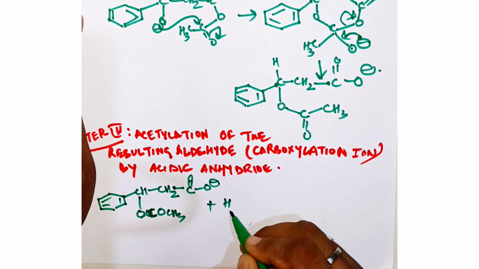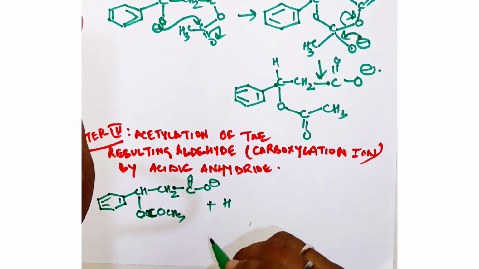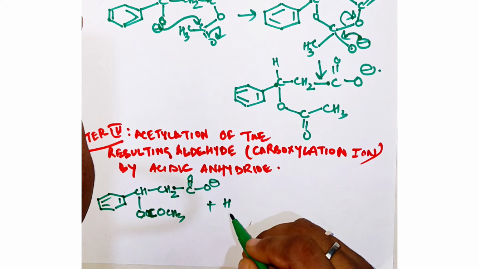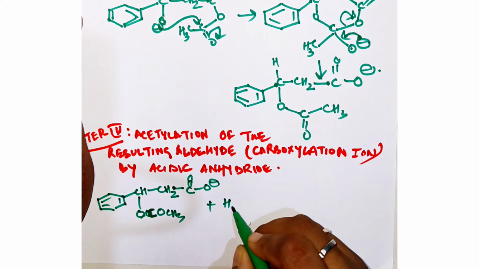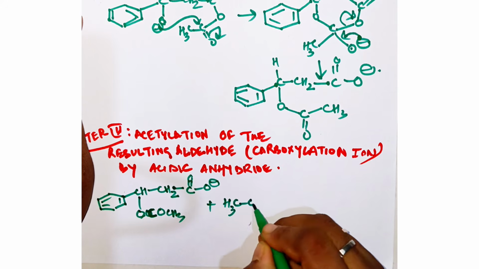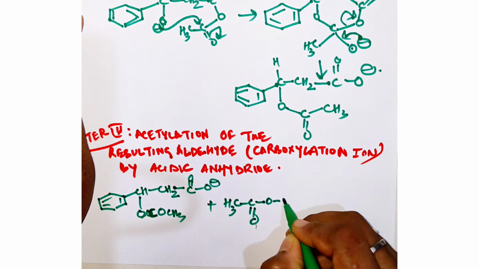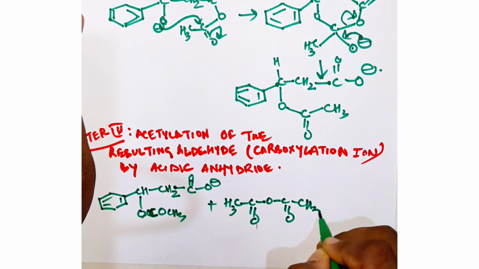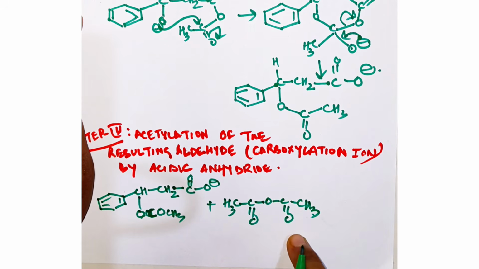Then you have acetic anhydride. There is acetylation, we say, that means addition of an acetic group. So acetylation, that is CH3 C double bond O, O, C double bond O CH3. So this reagent is present in the reaction medium.